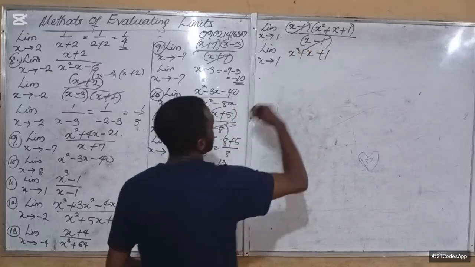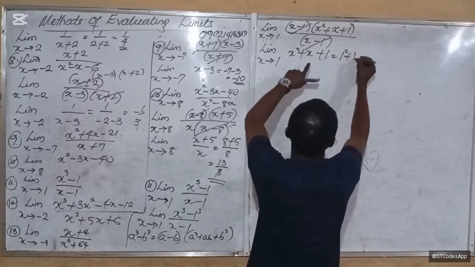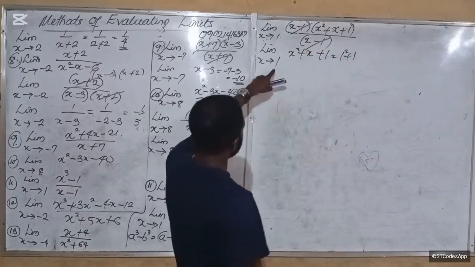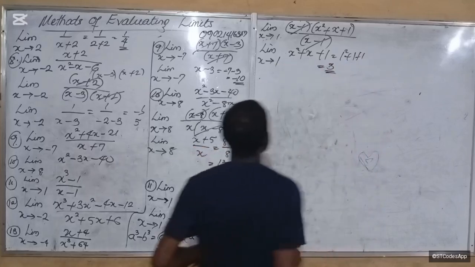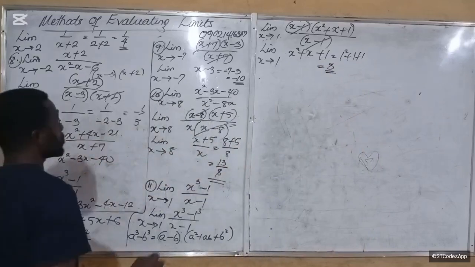So this is the limit we'll now take. So this becomes 1 squared plus 1 plus 1. Okay, that's 3. So the answer is 3. Now let's go to number 12.